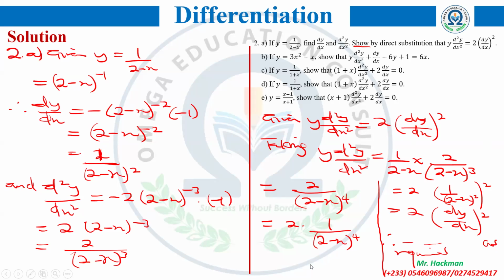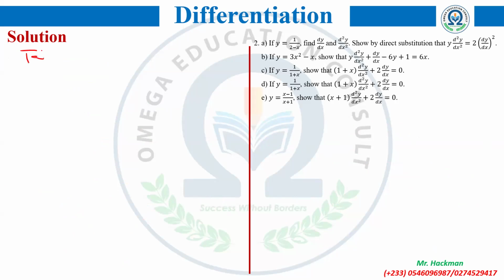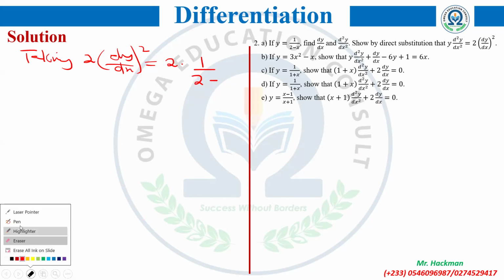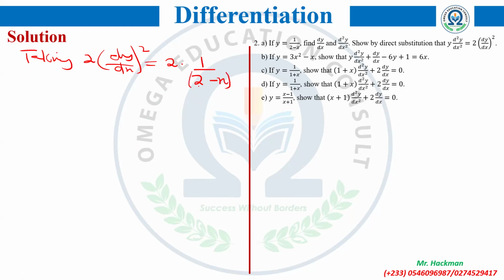So let me equally do that. You are done with the other side. So taking 2 (dy/dx) all squared, this will be equal to 2 times dy dx all squared. dy dx gives us 1 over 2 minus x, not 2x, 2 minus x all squared. That is your y, but it's the whole of this one. Well, that's your dy dx, so the whole of this one squared.